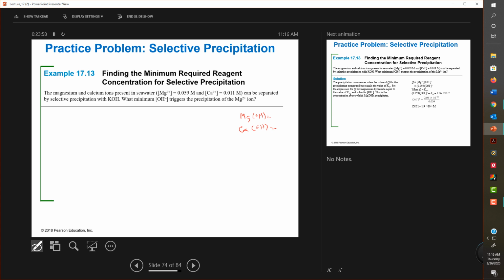Now, we're trying to precipitate out the magnesium. So we know that we want this to have the lowest KSP. We don't want it to form the ions. We want it to stay as the solid. So magnesium should have the lowest KSP. All right, so let's look at the problem.